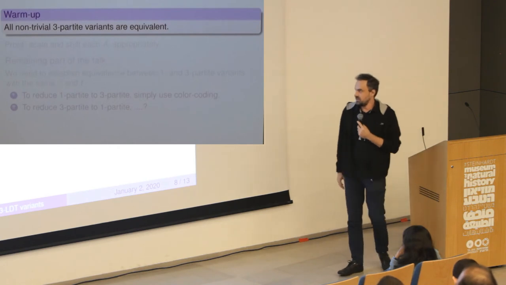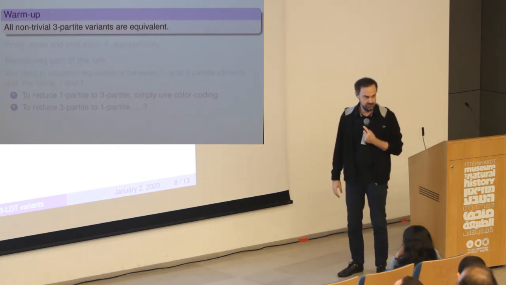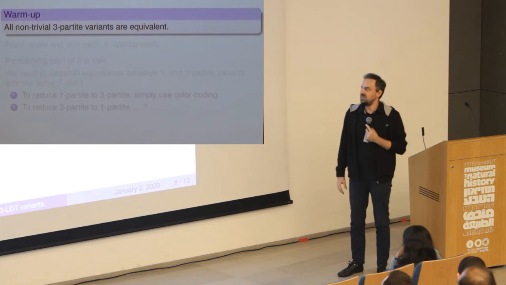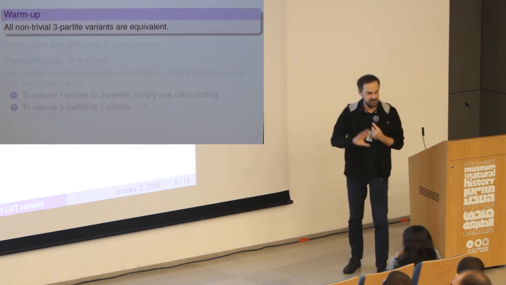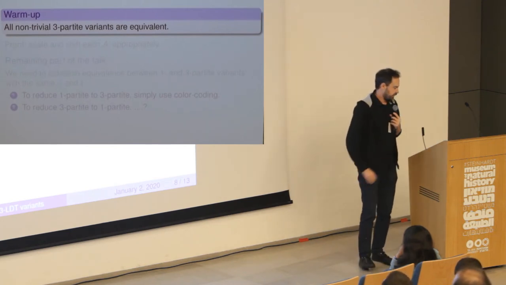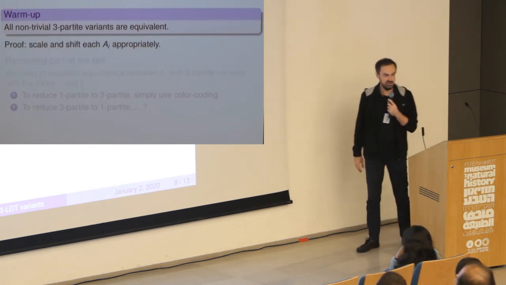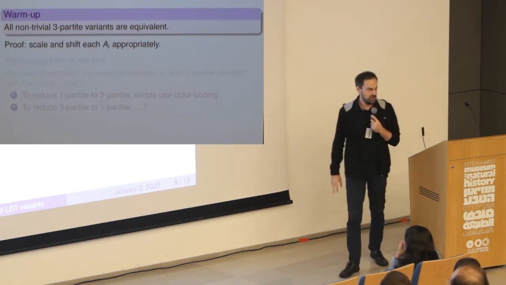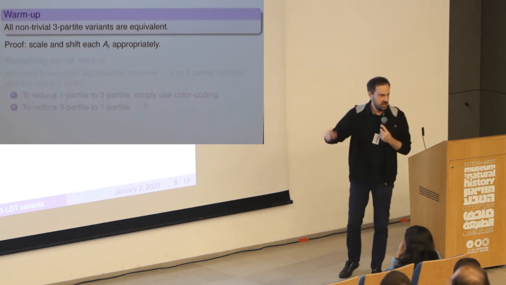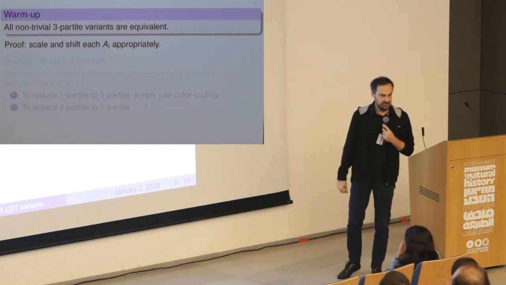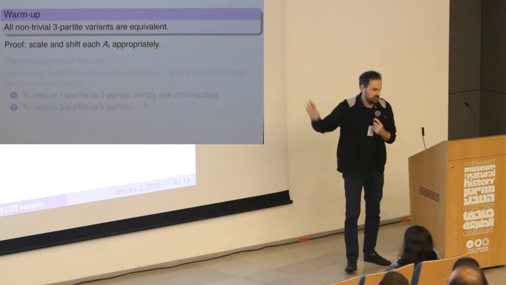My first claim is that if you have three-partite versions, it's quite easy to prove that they're all equivalent when you have three sets. The reason is that you can scale and shift each of them independently, and that allows you to change the coefficients and to change this parameter T. So this is an easy exercise.